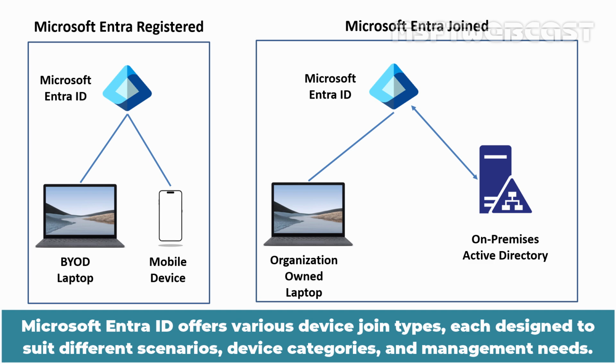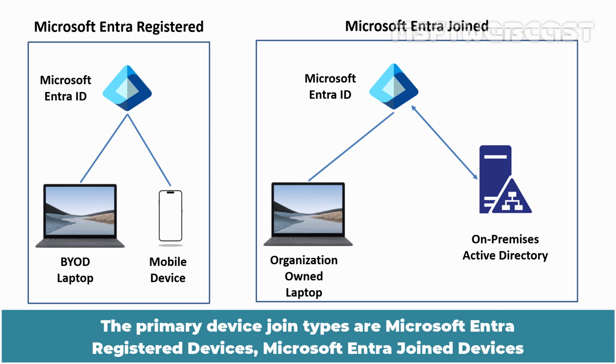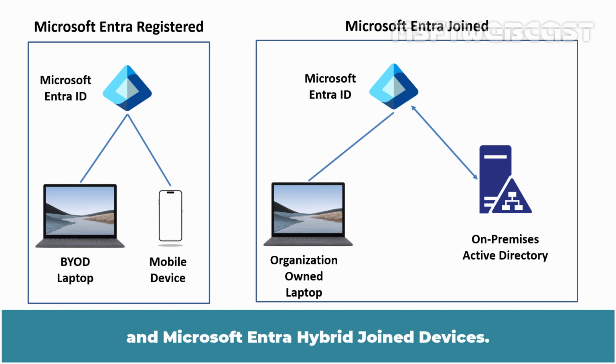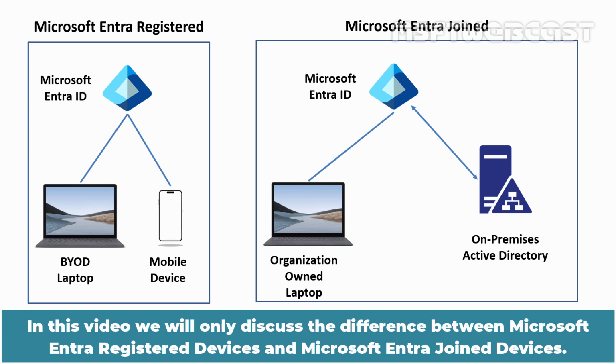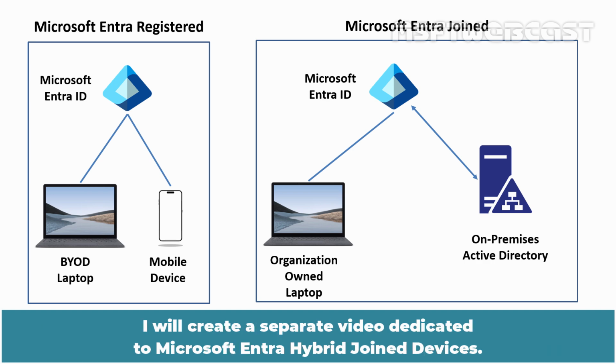Microsoft Entra ID offers various device join types, each designed to suit different scenarios, device categories, and management needs. The primary device join types are Microsoft Entra registered devices, Microsoft Entra joined devices, and Microsoft Entra hybrid joined devices. In this video, we will only discuss the difference between Microsoft Entra registered devices and Microsoft Entra joined devices. I'll create a separate video dedicated to Microsoft Entra hybrid joined devices.